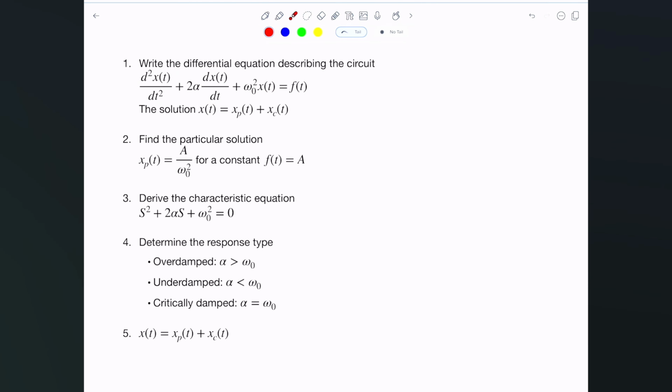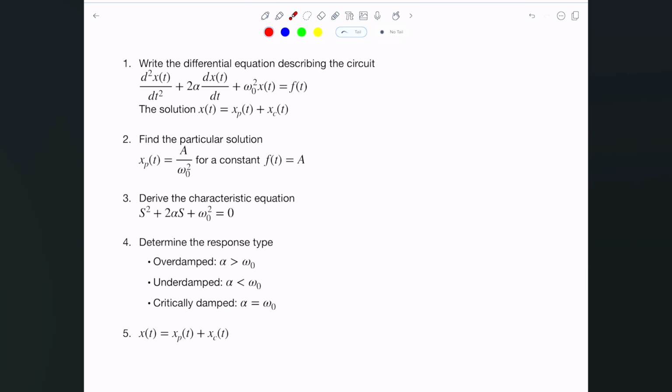And typically, I write it in such a way that the coefficient for the highest derivative, which is the second derivative, is simply 1, the coefficient for the first derivative will be 2 alpha, and the one for the actual function will be omega 0 squared, and that will be equal to a forcing function. This forcing function could be 0, it could be any other number.